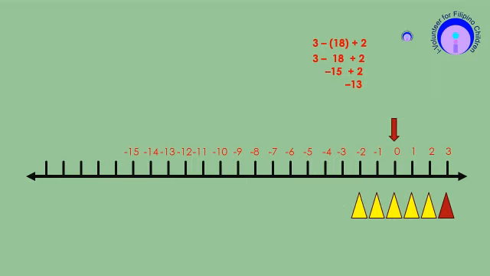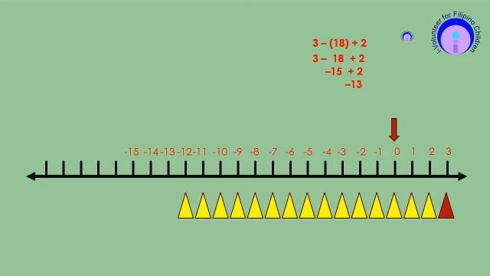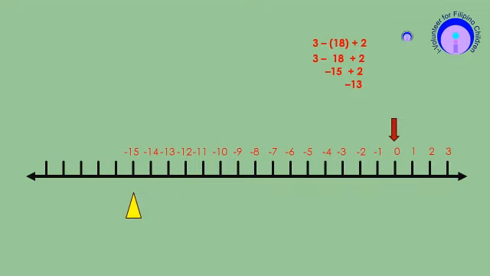So this is 5, 6, 7, 8, 9, 10, 11, 12, 13, 14, 15, 16, 17, and 18. Where did we stop? It points to negative 15.